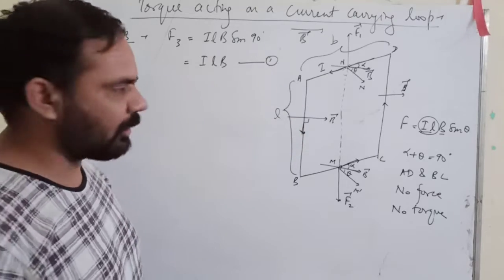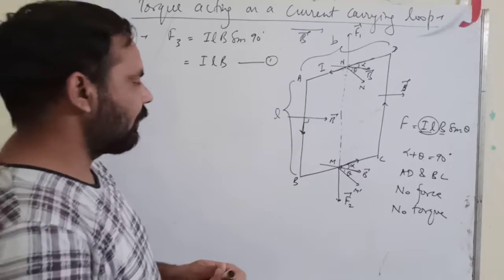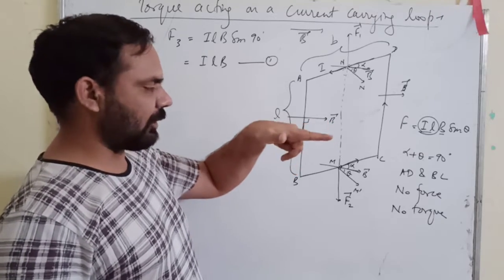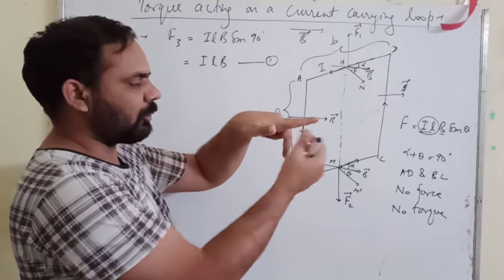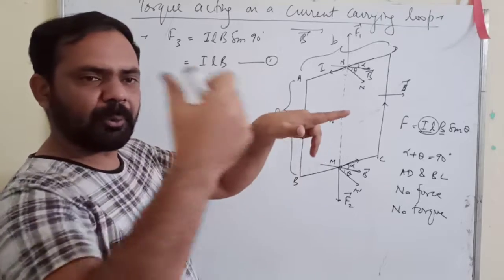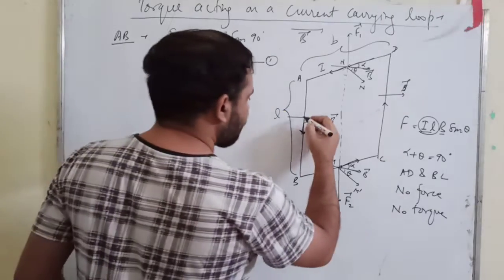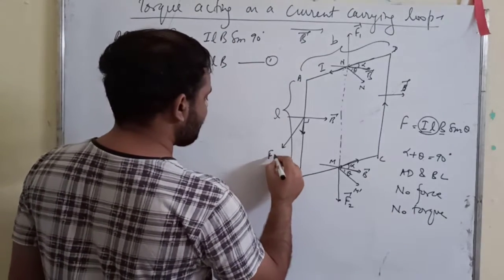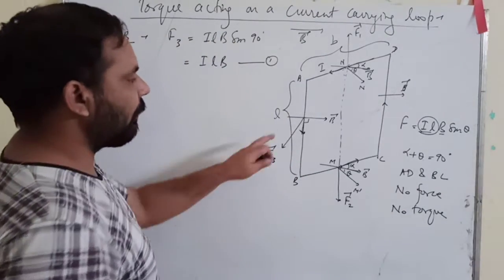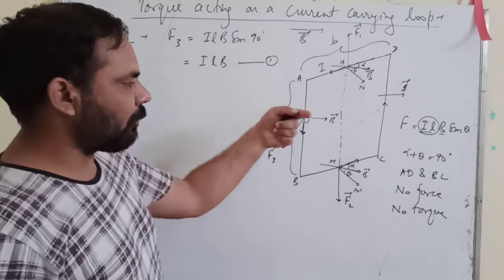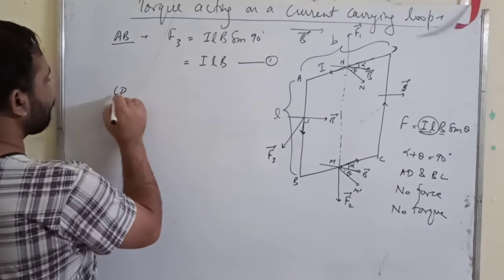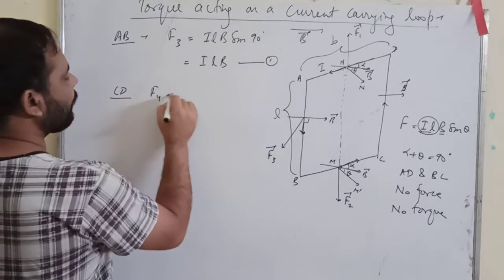Now what is the direction? Direction, B vector is like this. Okay, IL vector is this one, downward. So the force is perpendicular to the board and outwards. So the direction of force here is perpendicular to the board and outwards. This is F3. Okay, perpendicular to the board and outwards like this. Okay, now you have CD, F4. How much?